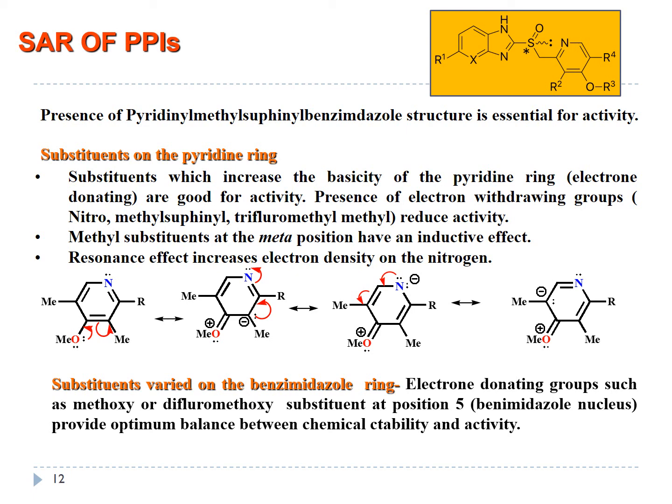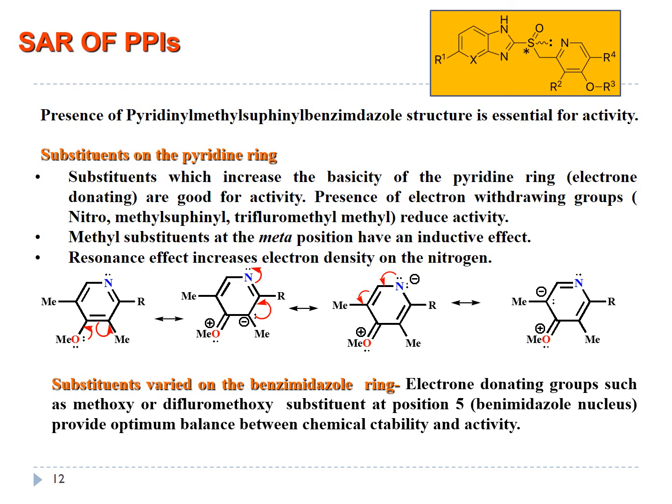The methyl substituent at the meta position has an inductive effect and therefore promotes the activity. The resonance effect also increases the electron density on the nitrogen and leads to an increase in activity. This is the resonance structure of the pyridine ring with methoxy substituted on position 4 and methyl group substituted on the meta position.